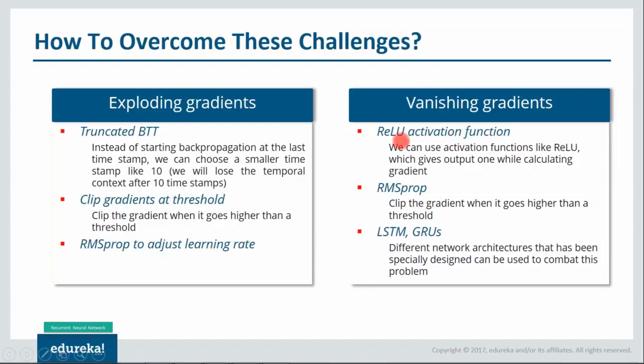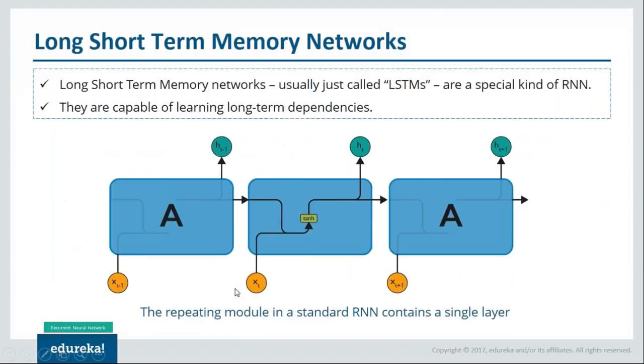Now for vanishing gradient, we can use a ReLU activation function. We have discussed the ReLU activation function in the artificial neural network tutorial, guys. Similarly, we can also use LSTMs and GRUs. In this tutorial, we'll be discussing LSTMs, that are long short-term memory units. Now let us understand what exactly are LSTMs. So guys, we saw the two limitations of recurrent neural networks. Now we'll understand how we can solve that with the help of LSTMs.